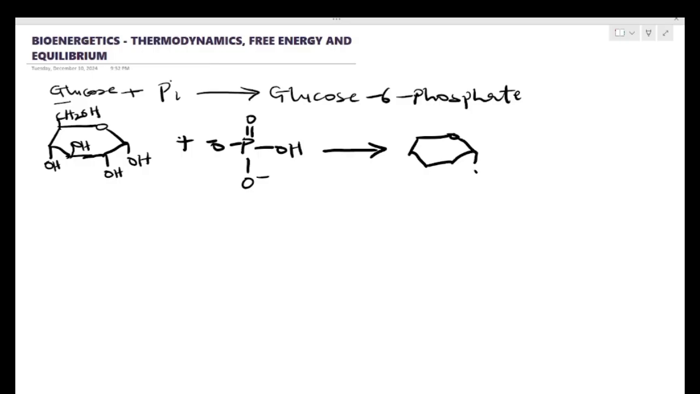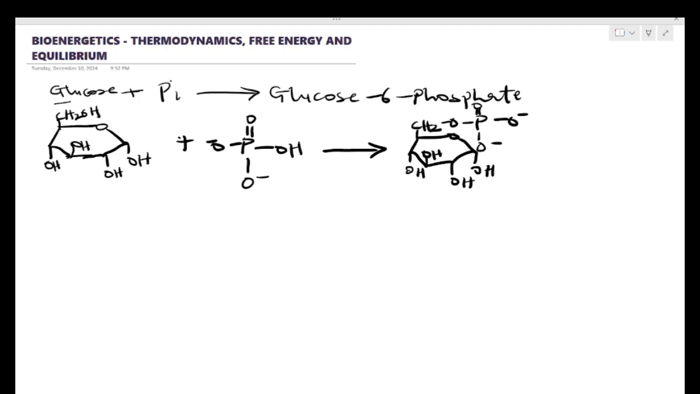So we have OH here, this is also another OH, and we have OH, OH, and CH2, O, double bond O, O minus, and of course O minus. So this is glucose 6 phosphate, and that simply shows the structural representation.